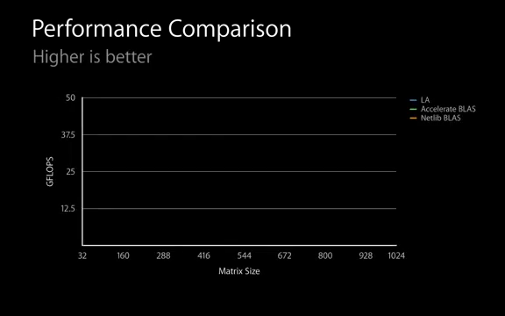So now let's look at the performance of that routine that we were looking at before. On the x-axis, we've got various matrix sizes. On the y-axis, we've got gigaflops, so higher is going to be better. Here's the performance of the linear algebra framework. We can see it's pretty good. Let's compare it to the Accelerate BLAS, an extremely high performance benchmark here.